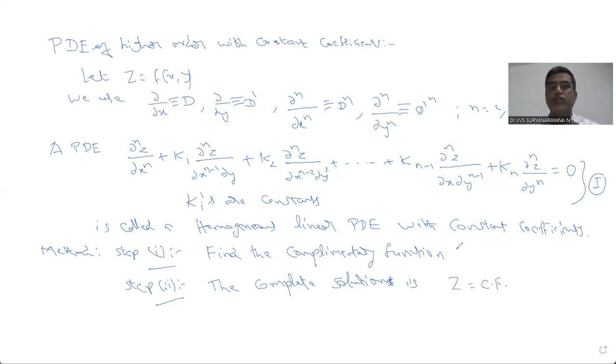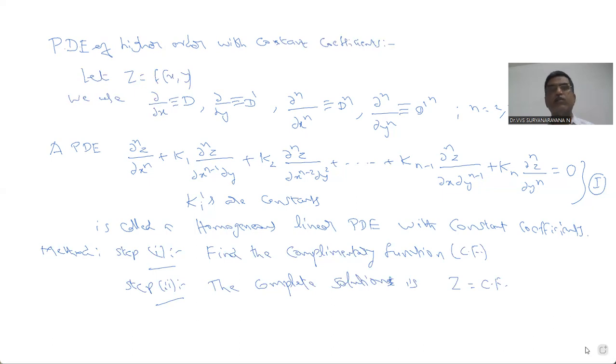Once we find the CF, the complementary function, in step number 1, we can declare the general solution as z equal to CF, where z is the dependent variable. So the entire process depends mainly on step 1. To explain step 1, we'll consider n equal to 3, because in the examination we'll get a maximum up to 3rd order. Let us not confuse ourselves by considering 4th, 5th, and 6th order equations. We'll consider only up to 3rd order.